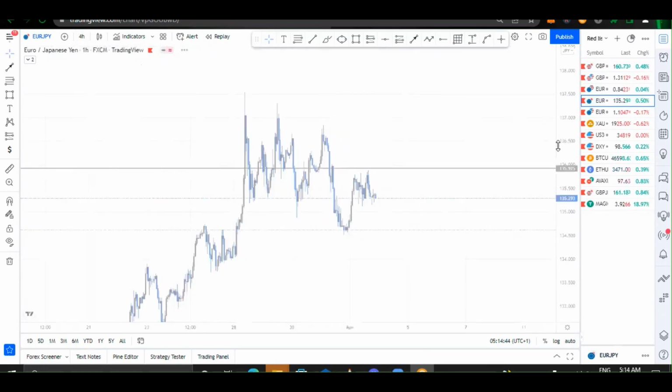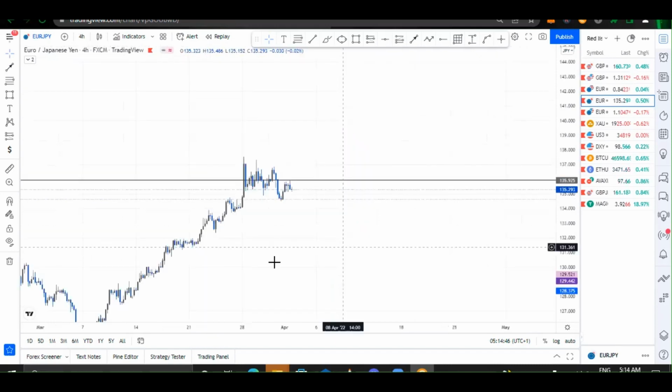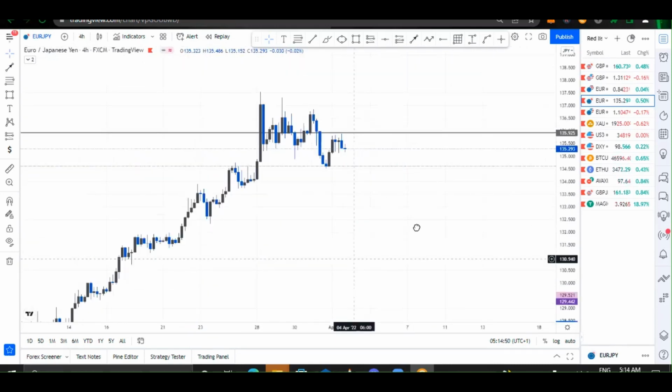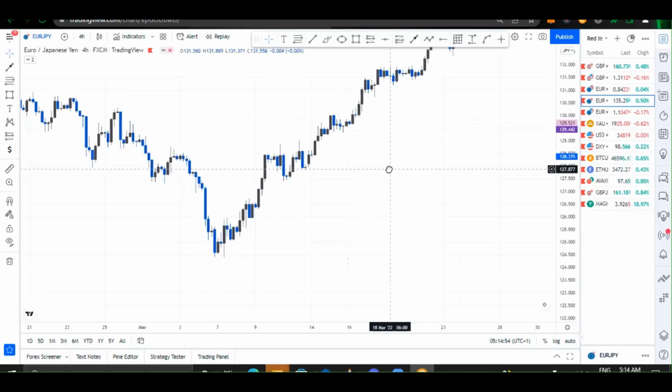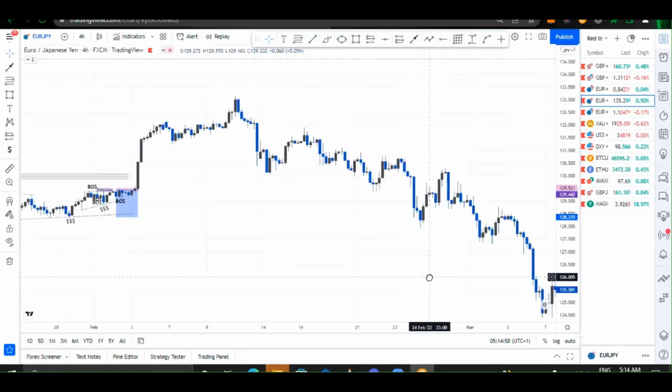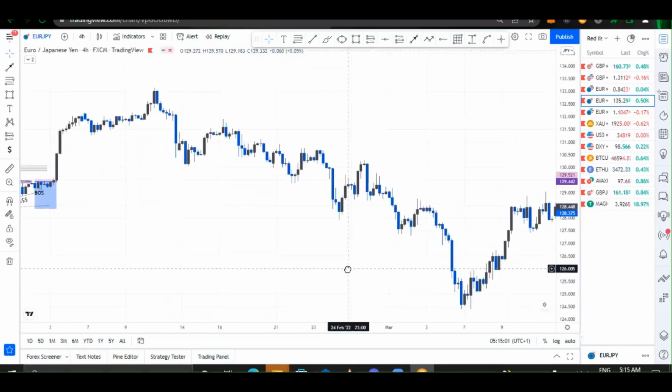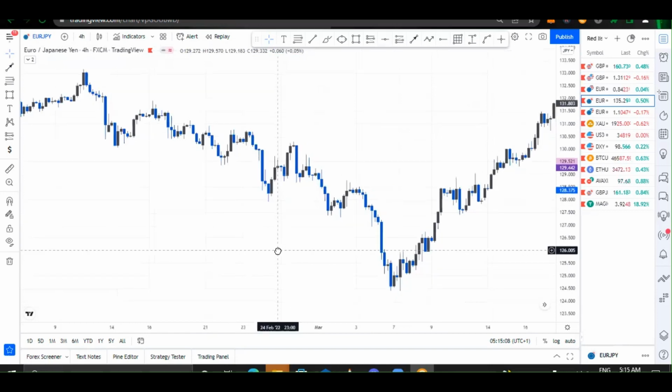So I just want to look for a POI. A POI is called a point of interest. All right, so let us just quickly look for a very good POI that was mitigated nicely. I'm going to just have a look at that block that was mitigated nicely.